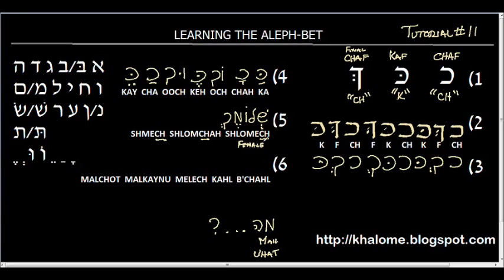So mashlomech, I would be asking a female, how are you doing? What is your peace? Mashlomcha is for a masculine. So it's basically the same, shlomcha, except we're going to put the kamatz vowel marker on the left there. Mashlomcha. I believe I got that right. So that would be masculine. So maybe that's what you would ask a male. Mashlomcha is, what is your peace?